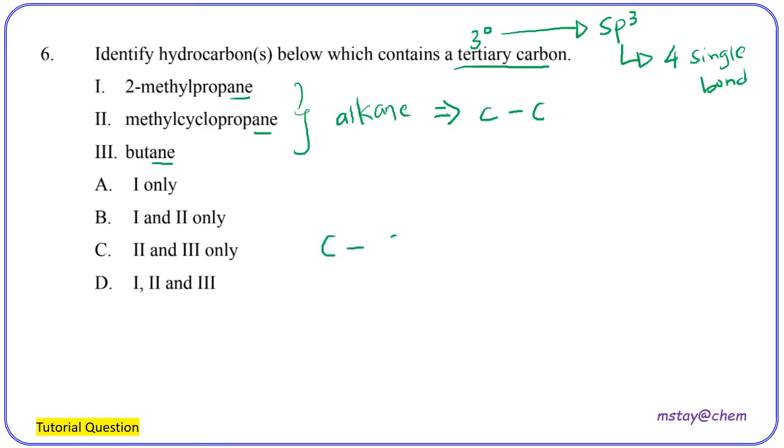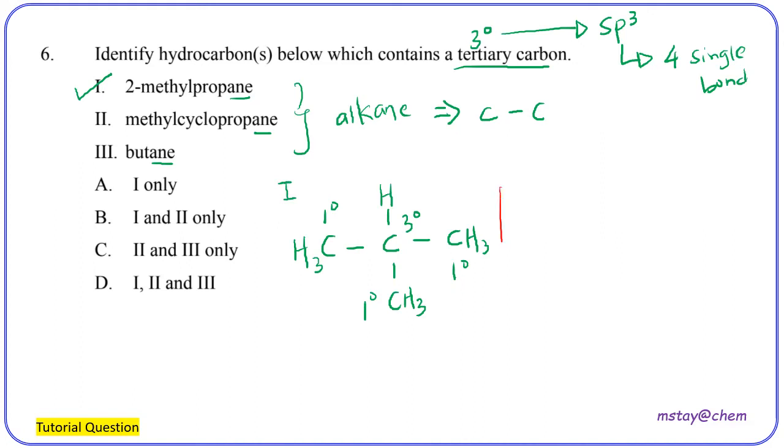2-methylpropane. If I have propane, that means 3 carbons, plus a methyl group. Then I complete it with the hydrogens or the bonds. This one is very obvious. This is primary, primary, primary, and the middle one here is a tertiary carbon. So 2-methylpropane consists of a tertiary carbon.